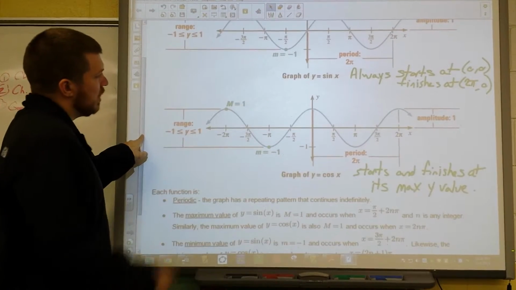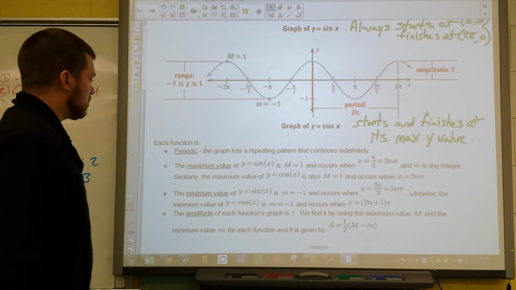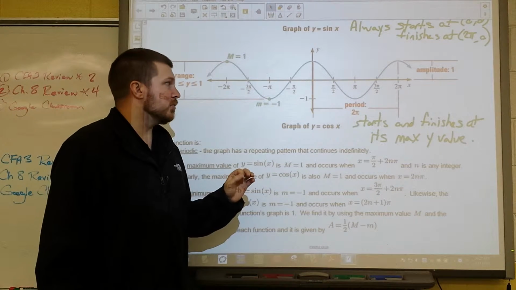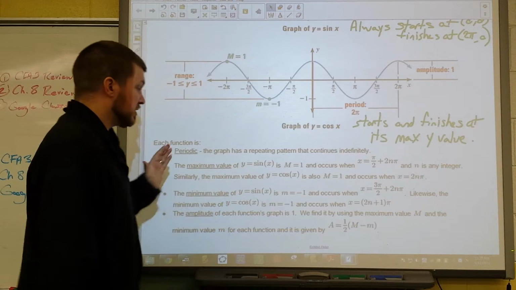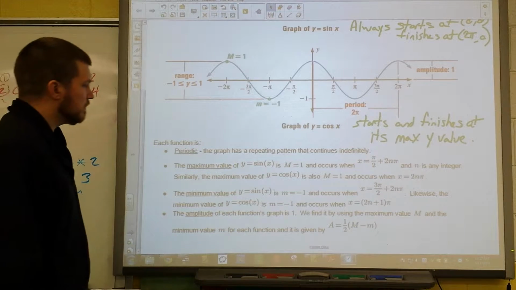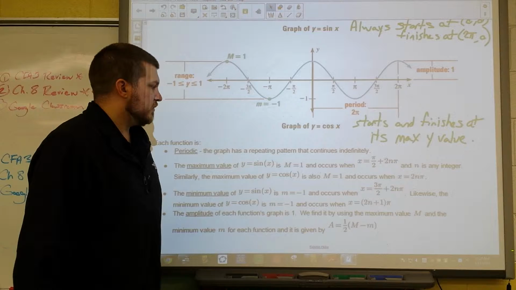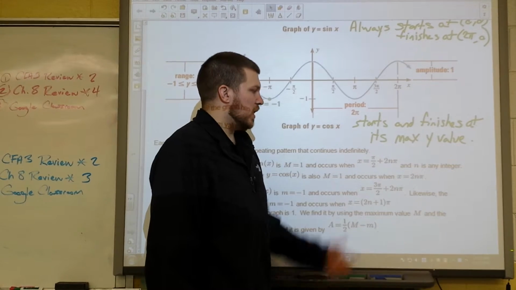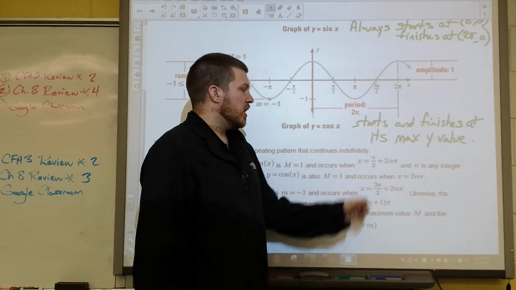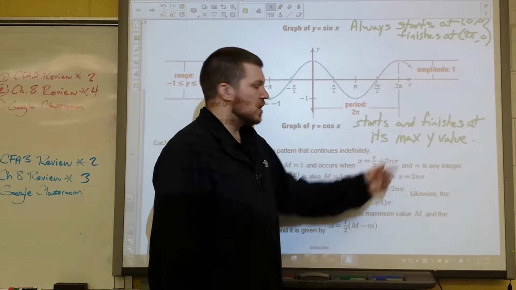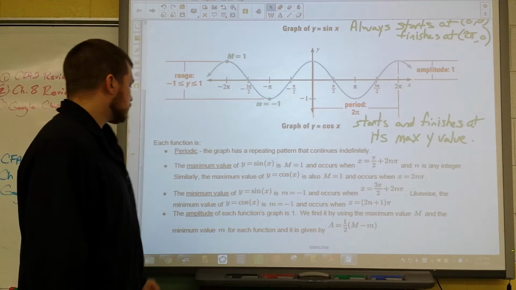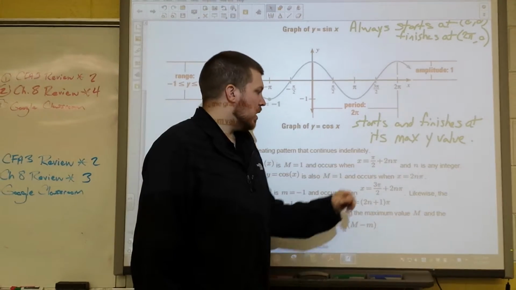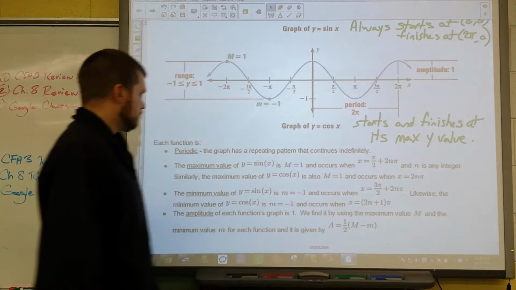Now, a couple more facts that are in your notes. Just scroll down. These facts relate to the picture that we just saw. Each function is periodic. All that means is that the wave has a repeating pattern that's going to continue indefinitely. It's never going to stop unless we put restrictions on it. The maximum value of y equals sine of x is 1, and it occurs at x equals pi halves plus 2n pi. So we could actually calculate each time the maximum occurs because n is just any integer.